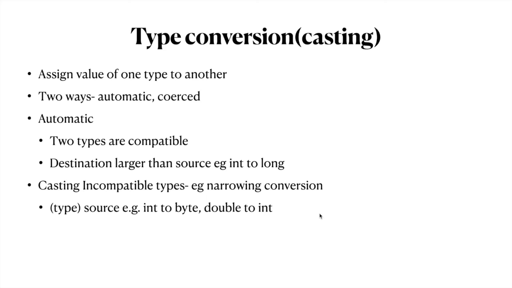And when we want to cast incompatible types, we have to mention the data type to be converted to in brackets, and then we follow by the source type. For example, if we want to change long to int, we have to put int here, and then we put the identifier of the long here.